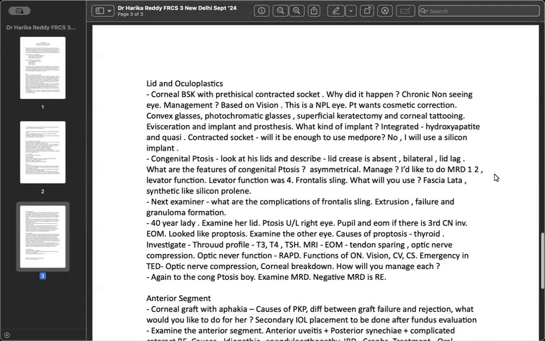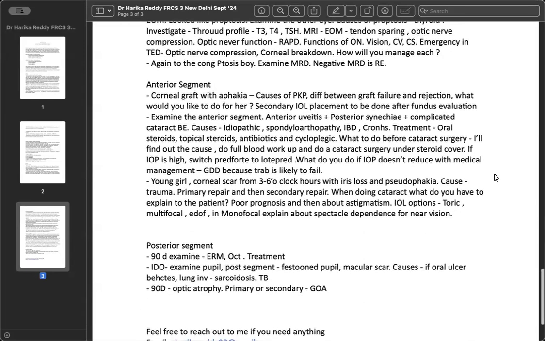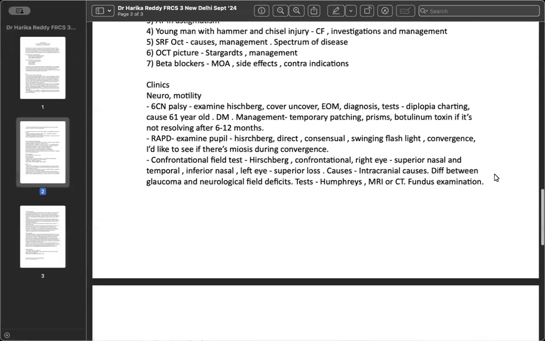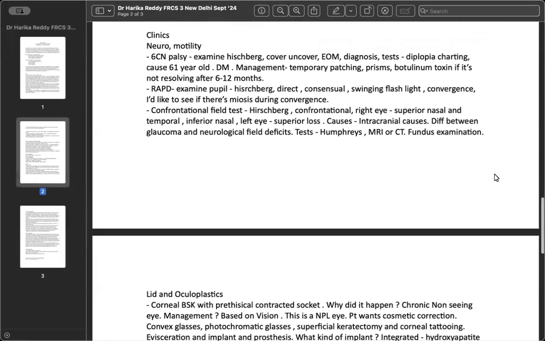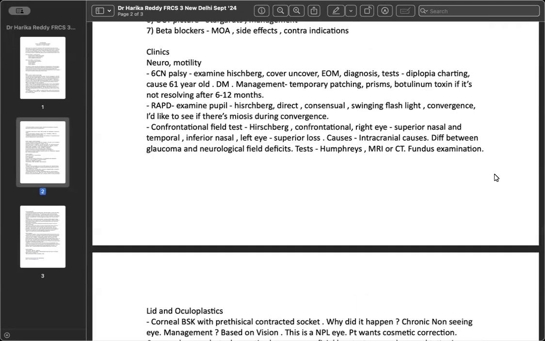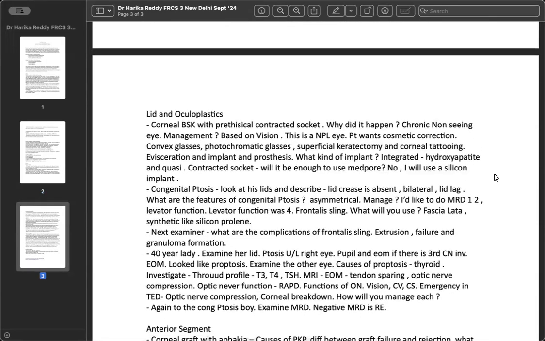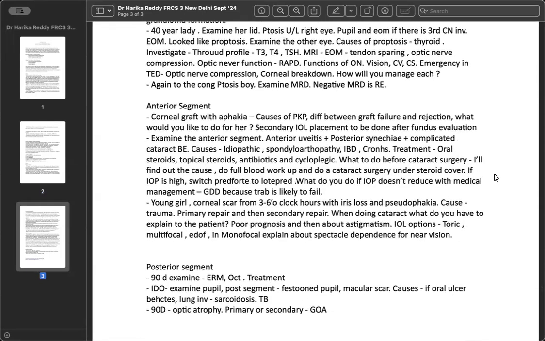This was my second one. Coming to the anterior segment. In anterior segment, see, neurology and motility, you will have no slit lamp, okay? Patient will just be sitting on a chair. Even for lid and oculoplasty, the patient will be sitting on a chair or a stool, whatever. For anterior segment, there will be a slit lamp.